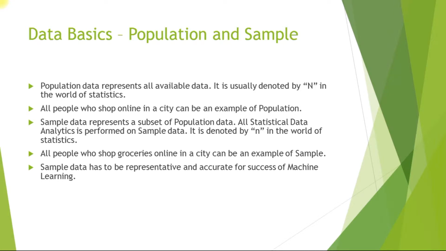One important thing that we need to remember is that sample data has to be representative and very accurate for the success of machine learning. So this is the key to success and we have to follow this. So when doing sampling, we need to be very sure that the data we are sampling is representative and it represents all possible scenarios and it's very accurate for the success of machine learning.